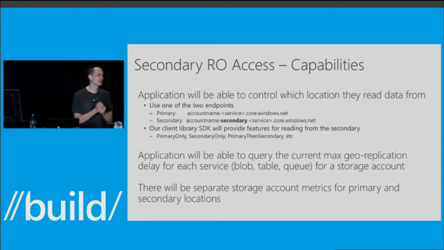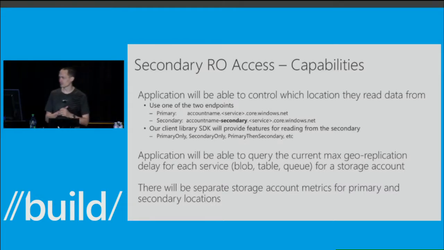The other thing you'll be able to do is actually query the max georeplication delay for your storage account. So you'll be able to query for that storage account separately for blobs, tables, and queues. What is the georeplication delay for that? So let's say the delay was 5 minutes. That means that the data in the secondary for your blobs is 5 minutes behind the primary. The updates are. Okay? So you'll be able to query that once we release this feature for your storage account.